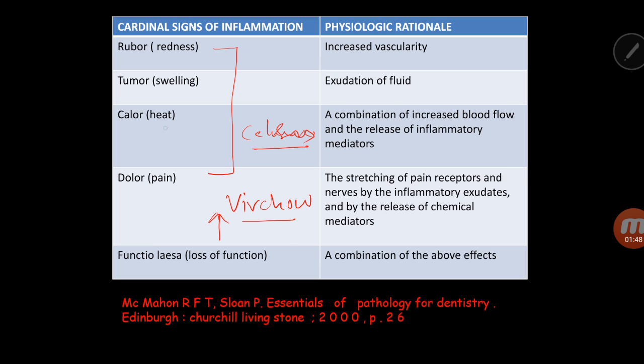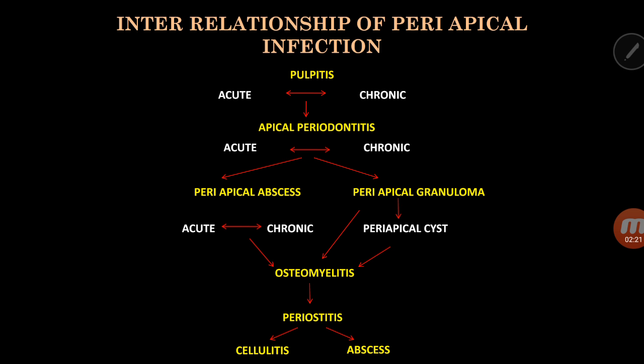If we go into detail, rubor, that is redness, is due to the increase in vascular permeability, whereas tumor, the swelling, is due to the exudation of fluid. Calor, that is heat, is due to the increase in blood flow, which releases inflammatory mediators that raise the temperature. Dolor, the pain, is due to the stretching of the receptors by the inflammatory exudate, which causes pain. Loss of function is a combination of all the four above factors.